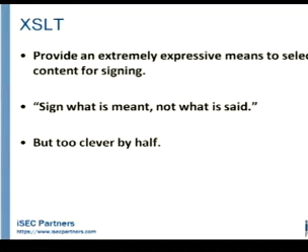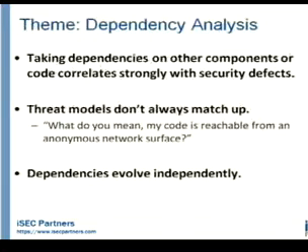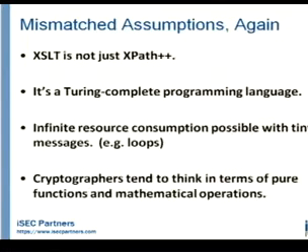But they were kind of too clever for their own good in this case when they added that, because this is a really big dependency to take, and taking dependencies is a frequent source of security bugs. Your threat models don't always match up. People who built one component aren't aware that it's being used somewhere in an insecure manner elsewhere. The dependencies can evolve independently. What you thought you took a dependency on in version 1 is probably not the same attack surface that you get in version 2.